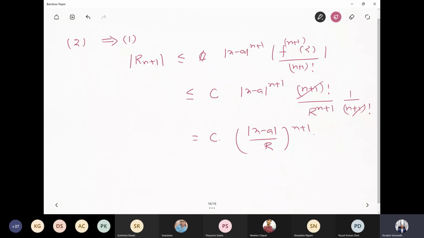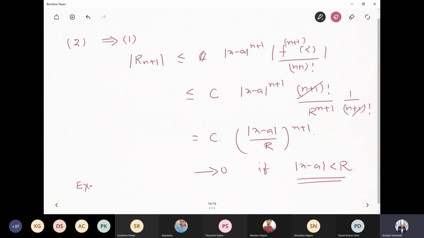Okay, so now you see that this goes to 0 if mod x minus a is strictly less than r. So this r is a small interval around the point a. So this shows that this R_(n+1) goes to 0. Okay, therefore the validity of the Taylor series is there. So once you have this, then you say that the Taylor series of the function is equal to the function value. Okay.